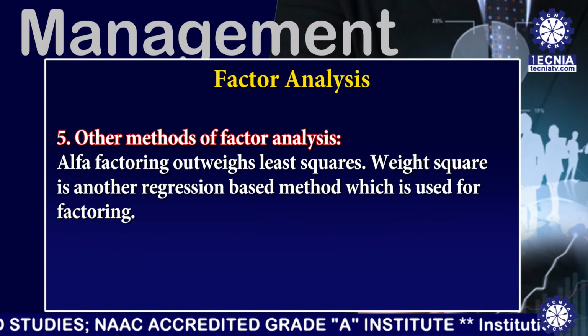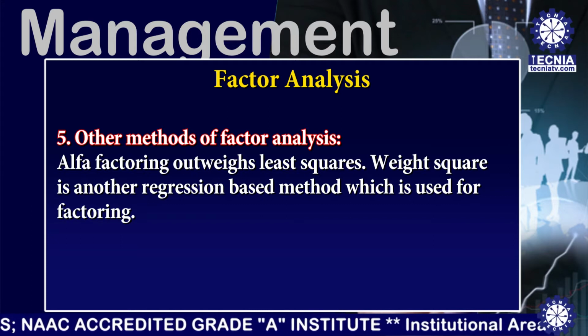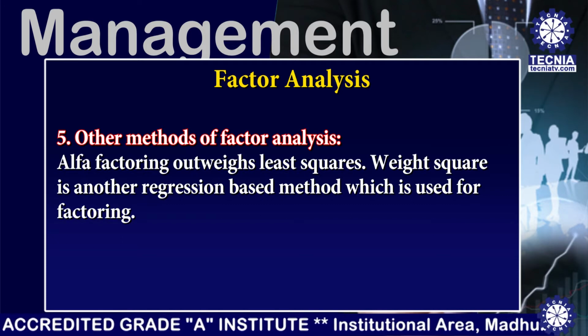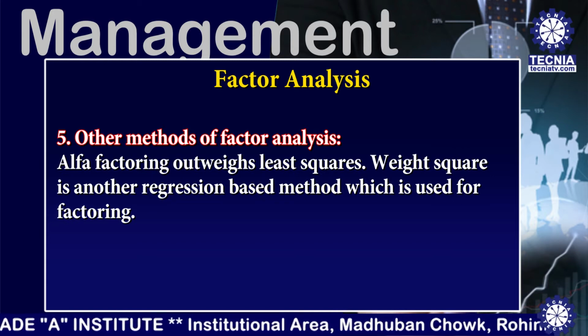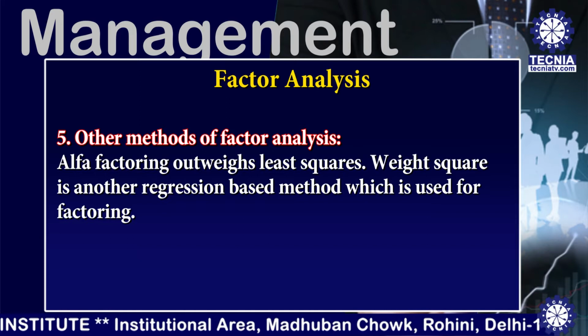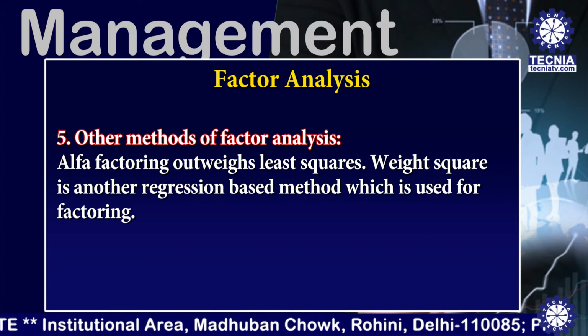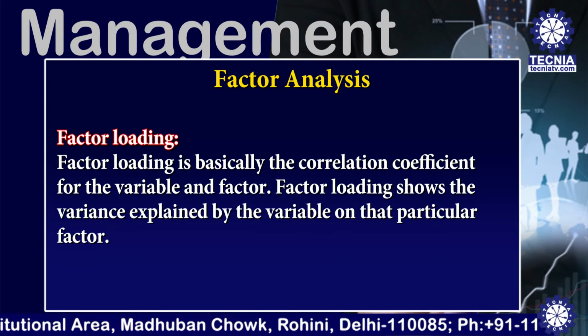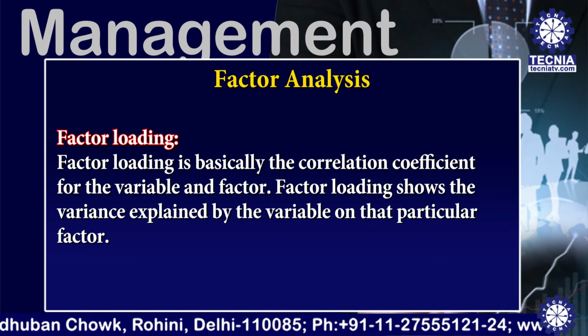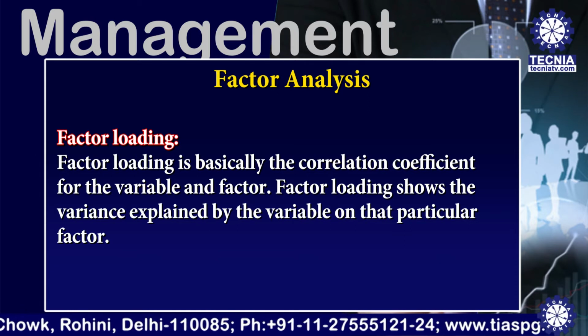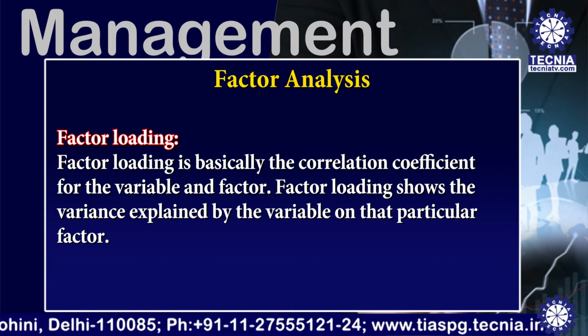Fifth one, which is other methods of factor analysis. Alpha factoring and weighted least squares. Weighted least squares is another regression-based method which is used for factoring. Another concept, factor loading. Factor loading is basically the correlation coefficient between the variable and the factor.